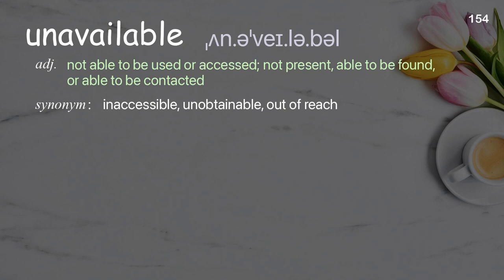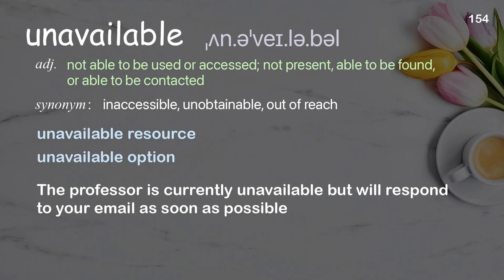Unavailable. Not able to be used or accessed, not present, able to be found, or able to be contacted. Examples. Unavailable resource. Unavailable option. The professor is currently unavailable, but will respond to your email as soon as possible.